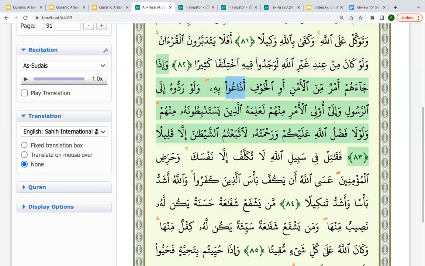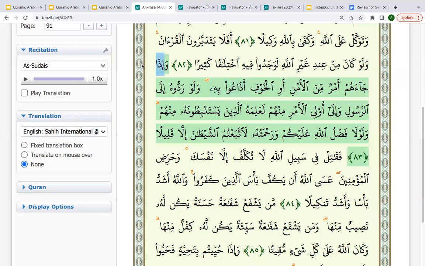Adha'u. This is mutalik bil this fail, right, Sister? When do they do this? They do this when a matter comes from peace or fear, they start panicking and they just spread it. Second one is the jawab of the first one. Yes, this is jawabu shart. That's it.